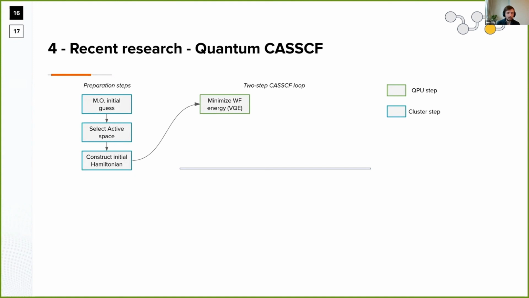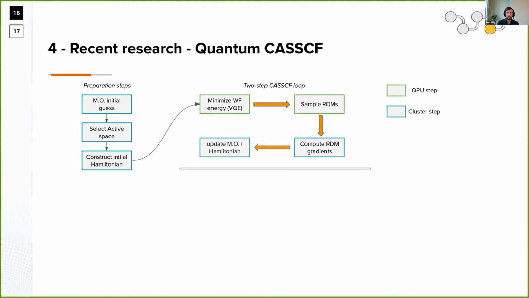From there you can minimize the energy wave function using your Variational Quantum Eigensolver. And what you can do is just sample the reduced density matrix of your Hamiltonian, which can then be used, on a traditional computer, to sample the gradients and update your Hamiltonian accordingly. Once you have a new Hamiltonian, you can minimize the energy again and continue this loop over and over again until you reach convergence.